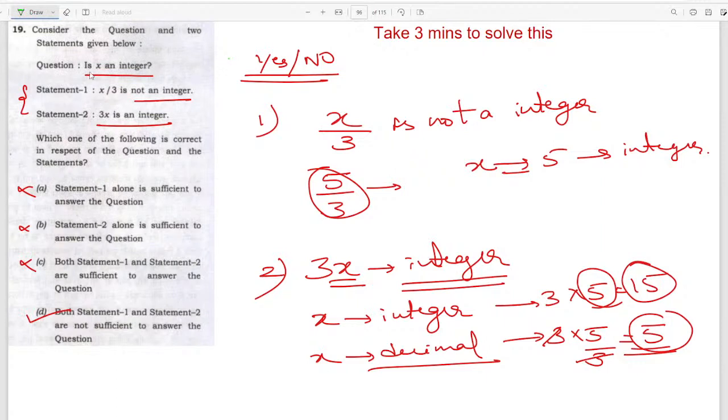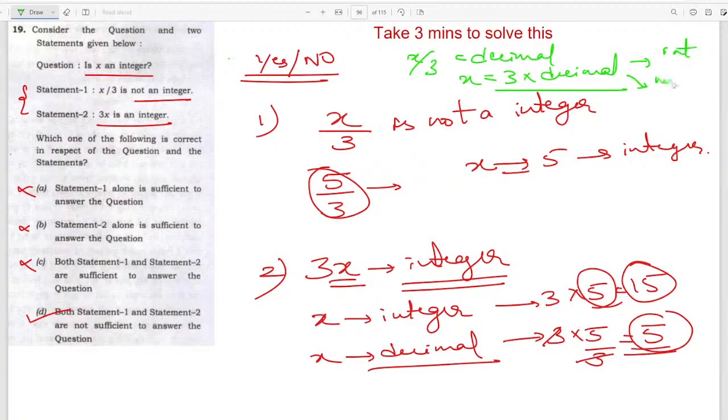See, what they're asking is whether x is an integer or not. The first statement says x by 3 is not an integer. So x by 3 is a decimal. So x is 3 into a decimal number. So x can be both an integer and a non-integer. So there are two cases. We cannot say clearly whether x is an integer or not. So statement 1 alone is not sufficient to answer this question.